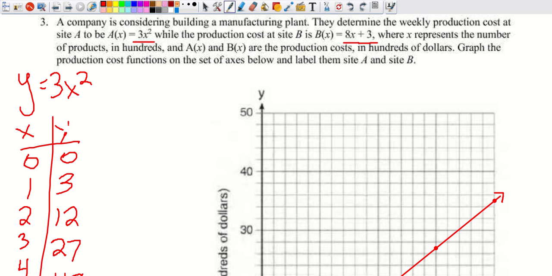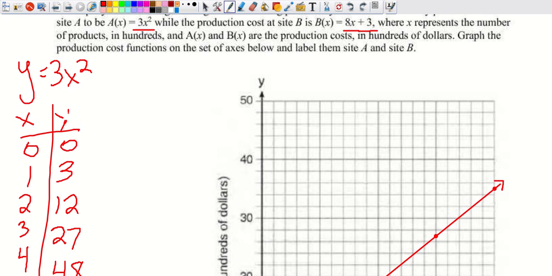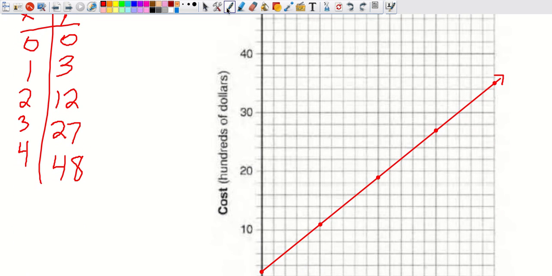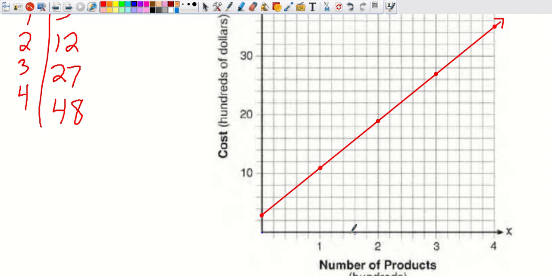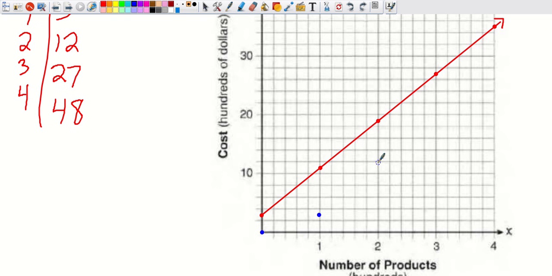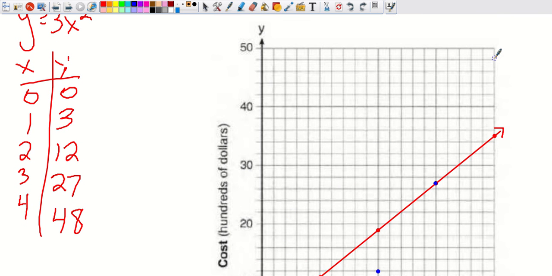So same thing here with the x squared. So we know our table here. So we're going to go ahead and graph those points. So we got to do 0, 0, 1, 3. So 0, 0, 1, we're at 3. I'm going to make this bigger. 1, 3. 2 is at 12. 3 is at 27. And look at that, we got a common point here. And 4 is way up there at 48.